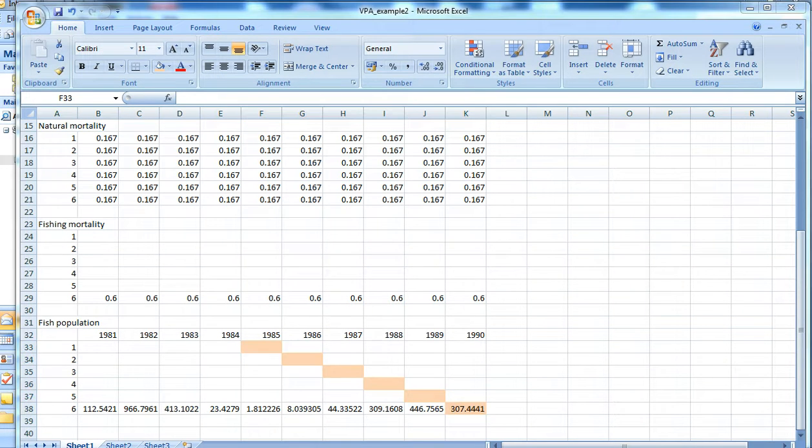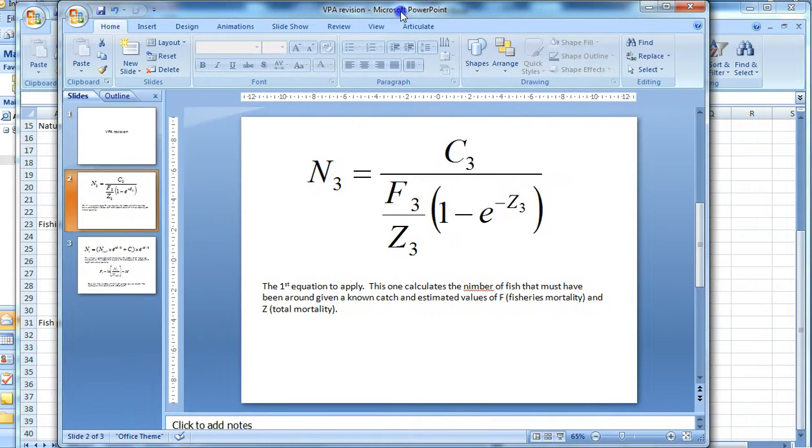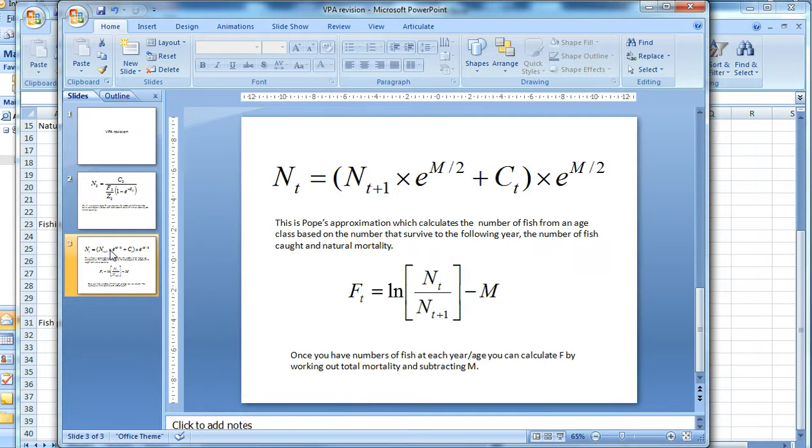Now if we go back to Pope's approximation, that's the equation that we've just done. The next equation we want to do is this one, which works out the number of fish there must have been in the previous year, which is N at T plus 1. You've got the number of fish the following year, you multiply that by EXP of natural mortality divided by 2, and add the catch to it. That's the way of accounting for catch and natural mortality halfway through the year. Then you've got to do it again for the end of the year.